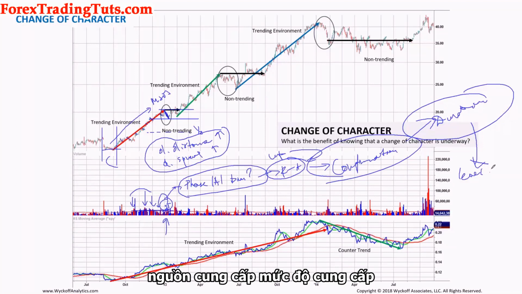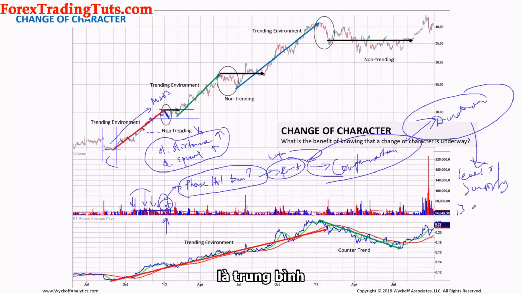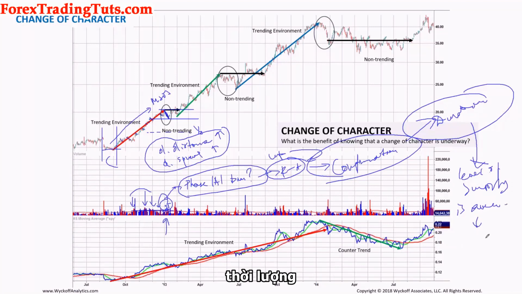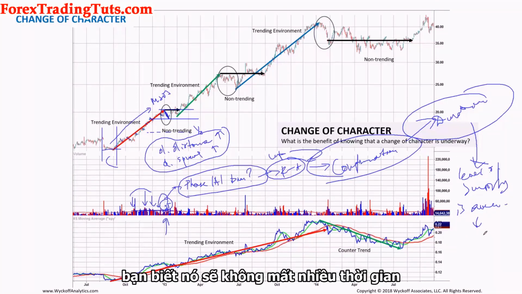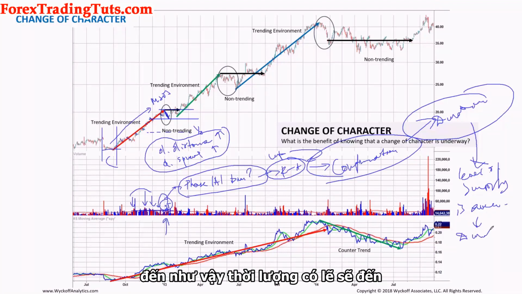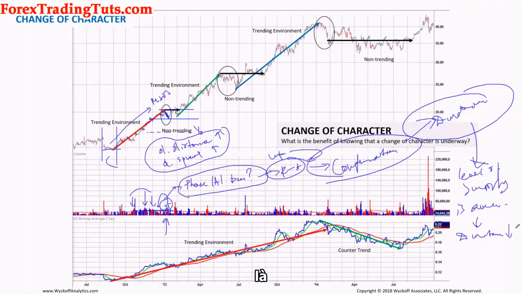The level of supply is average. So therefore, we are not expecting that the duration of this trading range is going to be big. It's not going to take a lot of time to absorb whatever supply is coming. So duration is probably going to be not that long.